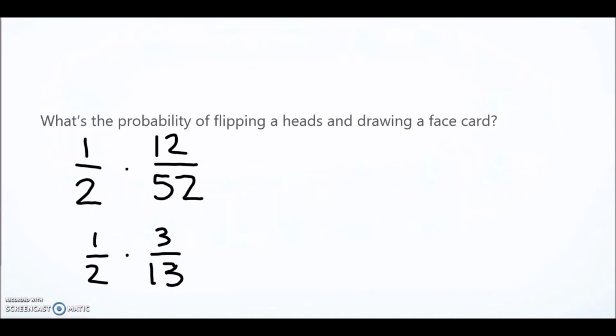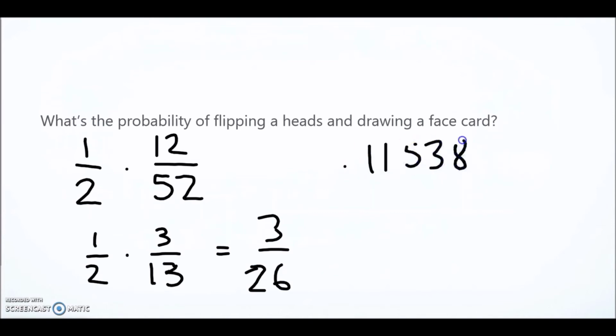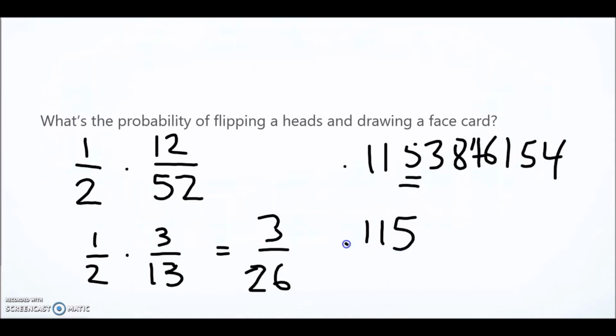And now we can reduce. 3 out of 26. As a decimal, that's 0.1153846154. Third decimal place is the 5. We look at the 3, and that tells us just leave it, 0.115.